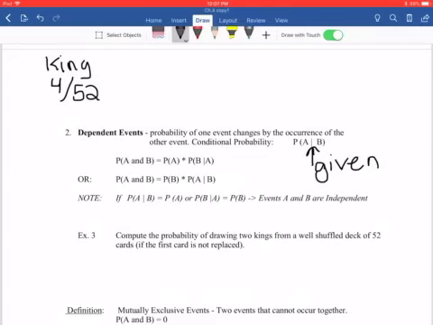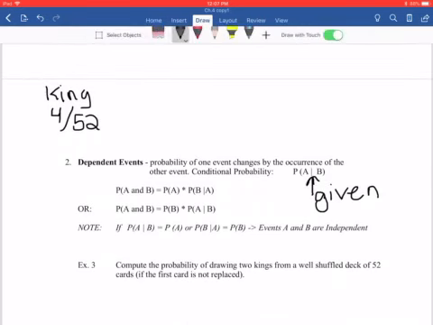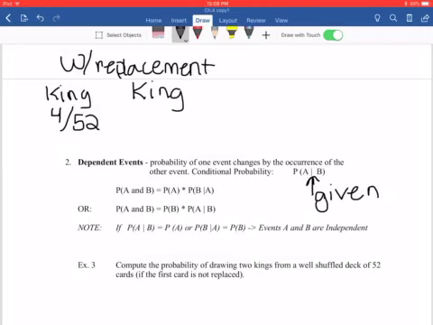Now here's a second event. I want you to draw a second card. What's the probability you get a king again? Let's say after you drew it the first time, you put the card back, so you still have 52 cards. I'm going to say with replacement, meaning you put the card back. It's still 4 out of 52, because there's still 52 cards and there's still 4 kings.